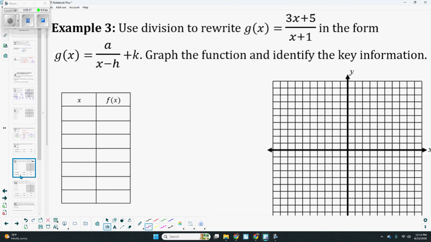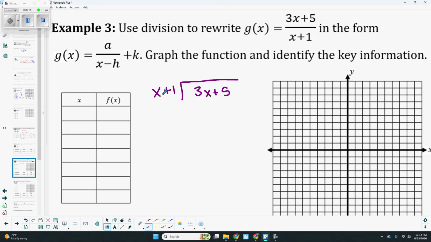All right, example 3. We're going to use division to rewrite this equation into the form that we're familiar with, and then we can graph and identify the key info. So we're going to use long division. So what we're dividing by goes on the outside. What we're dividing goes on the inside.